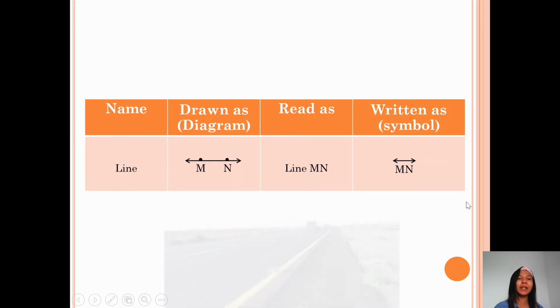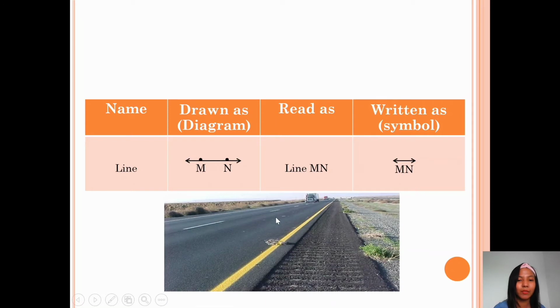In real life, you can see lines everywhere actually. Many lines. Like this, the road. So the yellow line here extends to both sides. It gets longer, I mean, it extends. It's a very long road. So this is one example that you can see a line in our surroundings. Again, this is an example of a line.